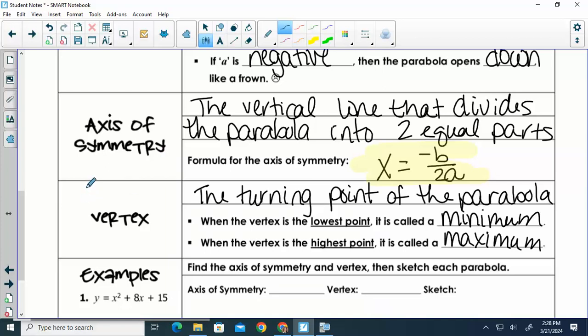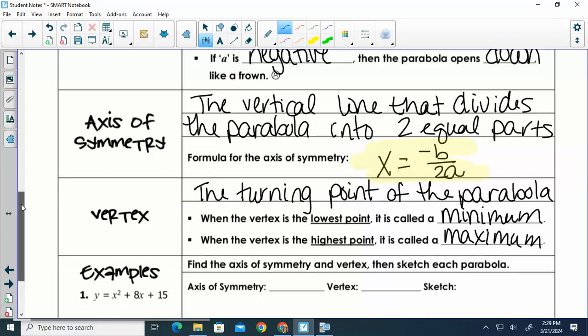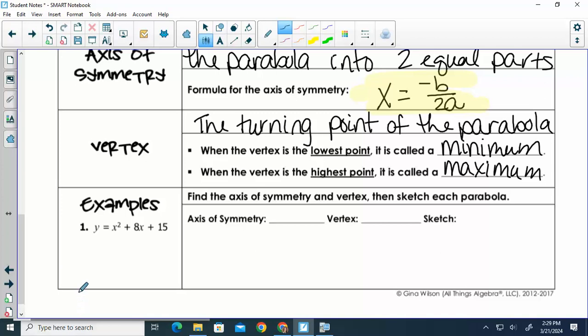All right. So that's kind of all the stuff we're going to use today. For our examples today, what we're going to do is take a quadratic equation and we are going to do three things. We're going to find the axis of symmetry, the vertex, and we're going to draw a rough sketch of our graph. So let's look at this first one. y equals x squared plus 8x plus 15.